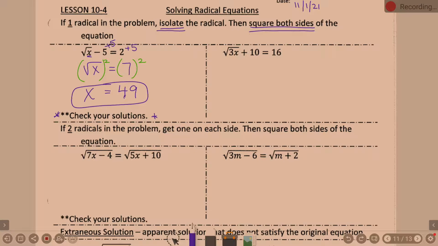Let's try this other one, and then that'll be a good stopping point for today. Square root of 3x plus 10 equals 16. Okay. So the first question, is my radical by itself? No. Now, what's hanging around the radical on the outside? 10. How do I move a plus 10? Subtract from both sides. If I subtract 10 on the left, then we subtract 10 on the right.